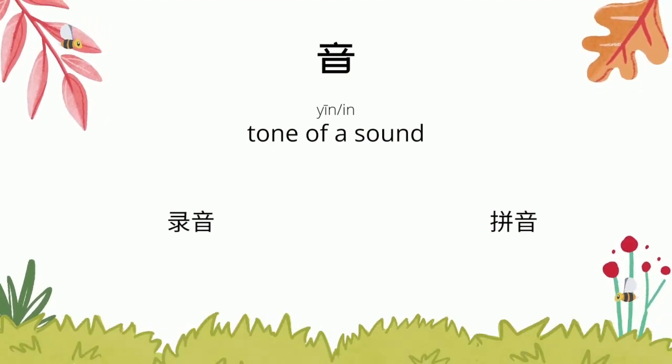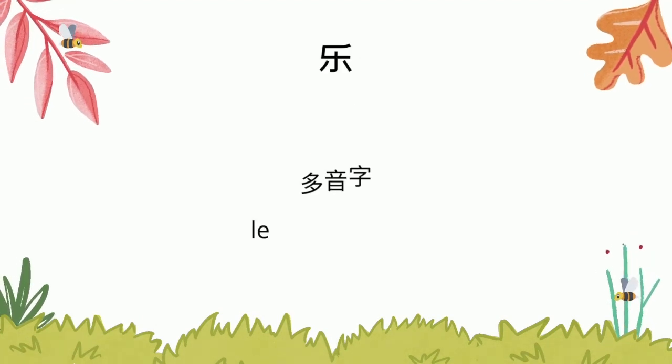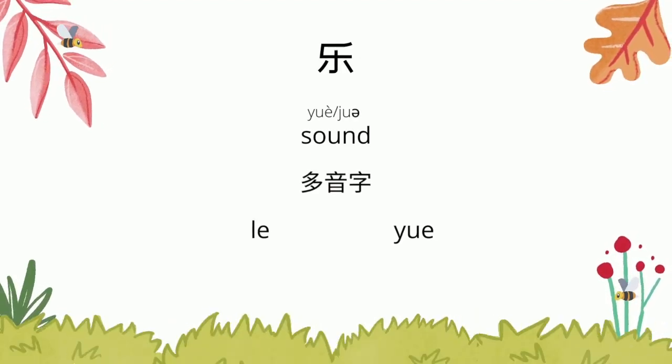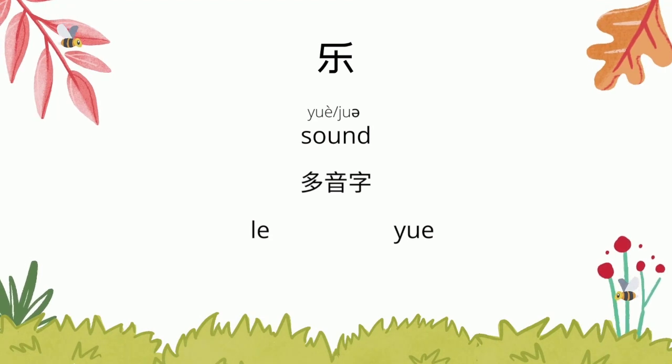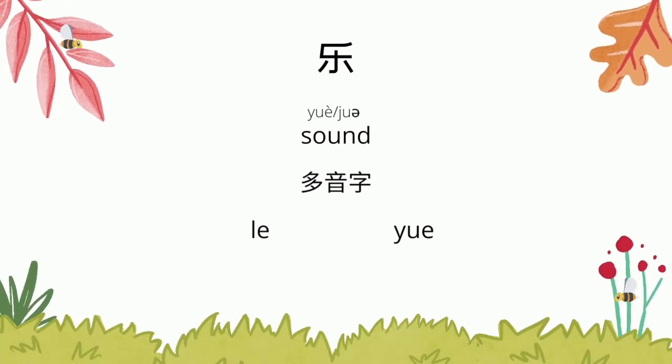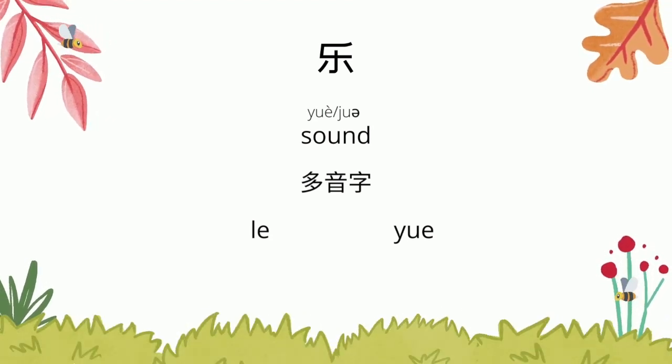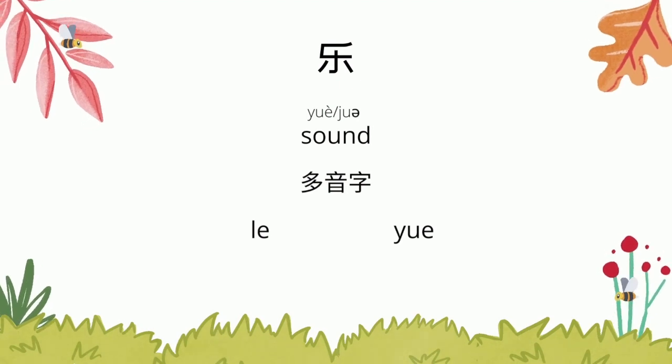Now, let's move on to 乐. Yes, the word 乐 is a 多音字, so it has two pronunciations. For this video, we will focus on the pronunciation of 乐, which means sound.